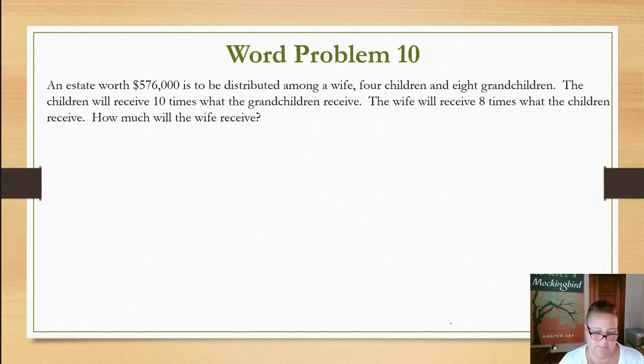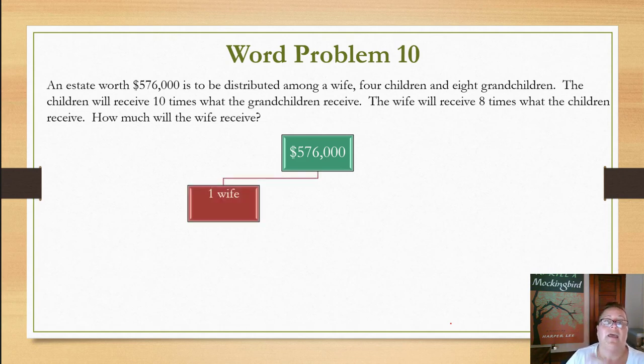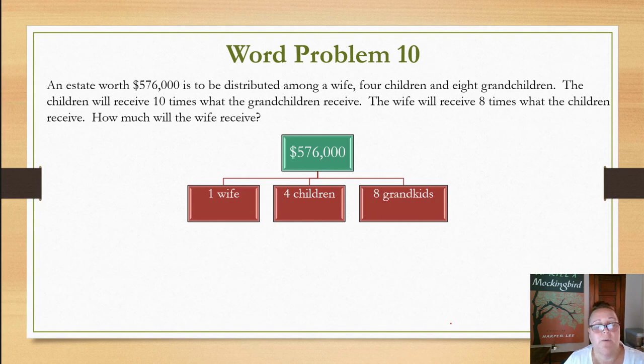So we have a total amount here of $576,000. That $576,000 is going to be distributed into 3 different groups of people. The first group is the one wife, and we're assuming one wife here, not 3 of them. The second group is their children. There are 4 of these children, and these 4 children have children as well. He's got 8 grandchildren, or the estate has 8 grandchildren.